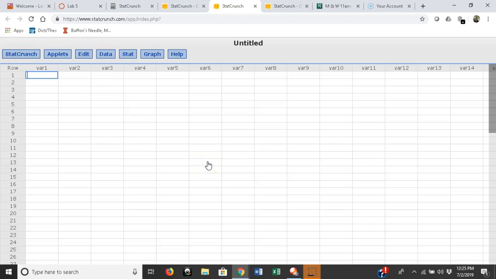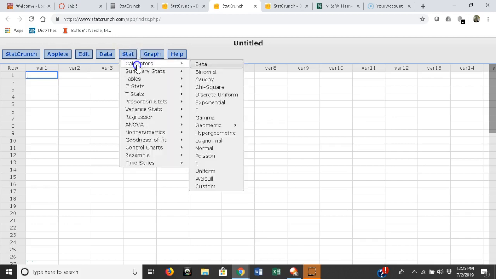Hi everyone, this is your lab demo. Today we're going to be working with the normal probability distribution. So under Stat Calculators, we'll be opening up the normal distribution calculator.